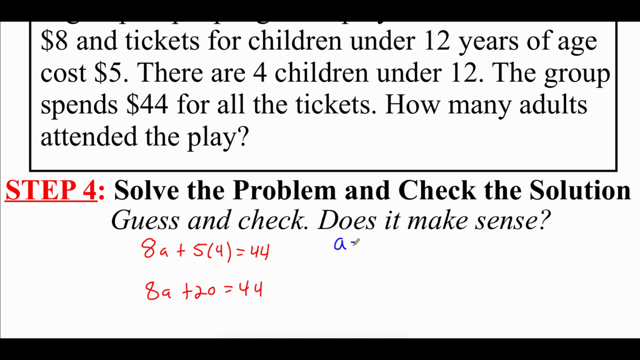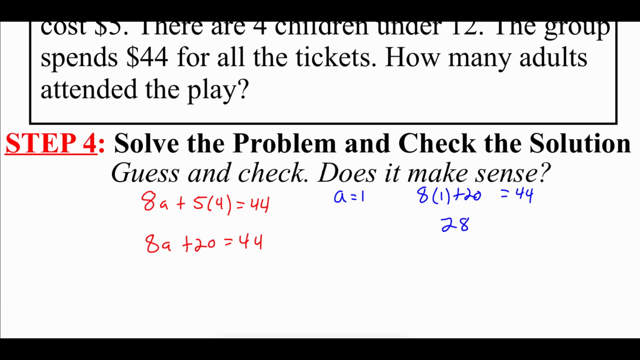So if I try an a value of 1, that would mean that I'm going to plug 1 in for a. So I would get 8 times 1 plus 20, and I'm hoping that's going to equal 44. Well, 8 times 1 is 8, and if I add 20 to 8, I get 28. We were trying to get to 44, and that only got us to 28, so we need a bigger a value.